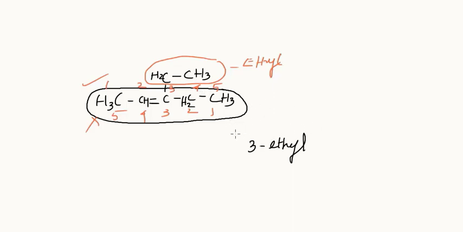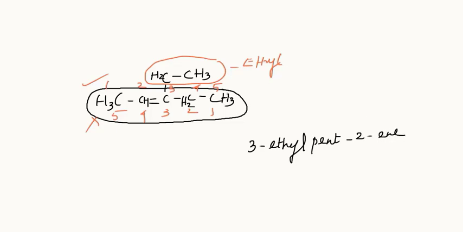So the position of the ethyl is on the third carbon atom, and then you have to write the total number of carbon atoms present in the chain. So that's 5. So you'll be writing it as pent, and then the double bond is between 2 and 3. So write it as 2, and then ene.